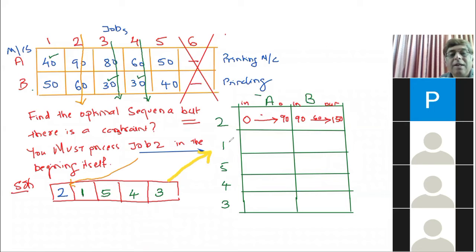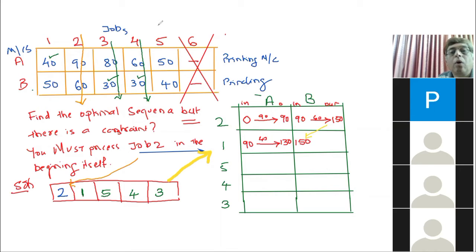So job 1 will enter now at 90. How much time does job 1 require on machine A? Job 1 requires 40 on machine A. So job 1 comes out at 130. But it cannot enter at 130 here because machine B is busy up to 150, correct? So the earliest job 1 can enter machine B is only at 150. This is 150.